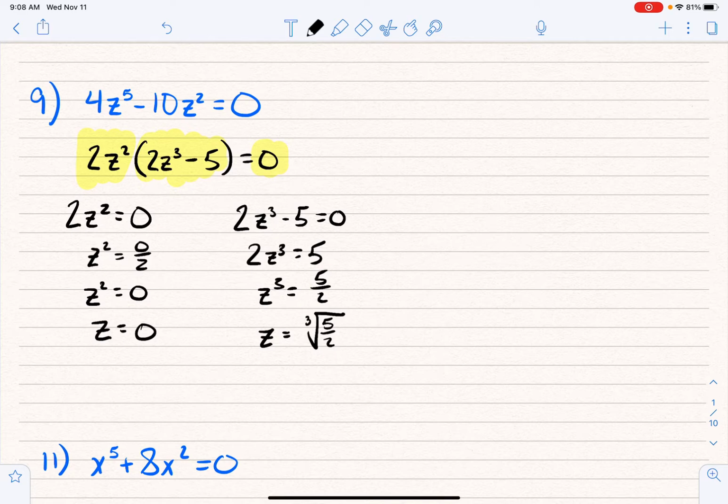Now, there's no plus or minus, because with the cubed root, or with every odd numbered root, cubed root, 5th root, 7th root, the sign will stay the same. If it was a positive, it'll remain positive. If it was negative, it'll remain negative, okay? We just have a problem with negatives under even numbered roots.